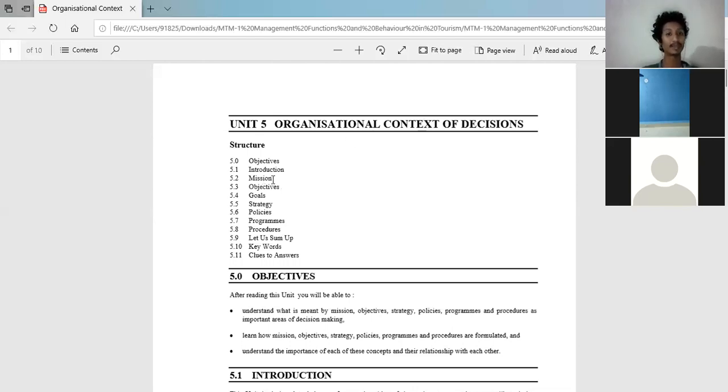So you will set up the mission, then you think about the objectives, then the goals, then the strategy, policies, programs, and procedures. So these chapters mean thinking about the organization: how to start, when to start, where to start. These are the constructs of decisions. Okay.